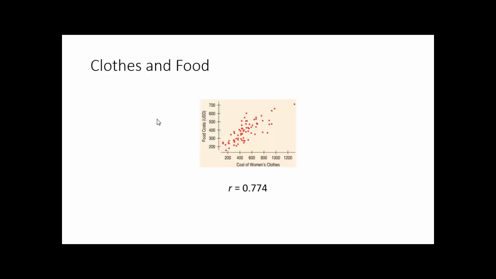Okay. So now let's look at some of the data sets that we had examined before. This is the women's clothes and the food costs, and I computed what the correlation was, and it came out to be 0.774. So that's pretty good. That's not terrible. It's not that close to zero, and it is positive. And remember, we evaluated the scatter plot: it was linear form, a positive direction, and moderately strong. Okay, so the correlation is telling me the same story.